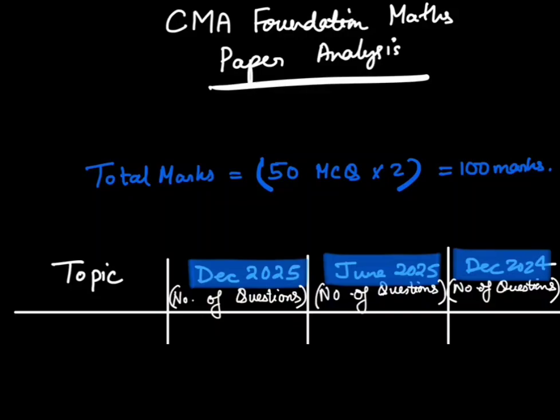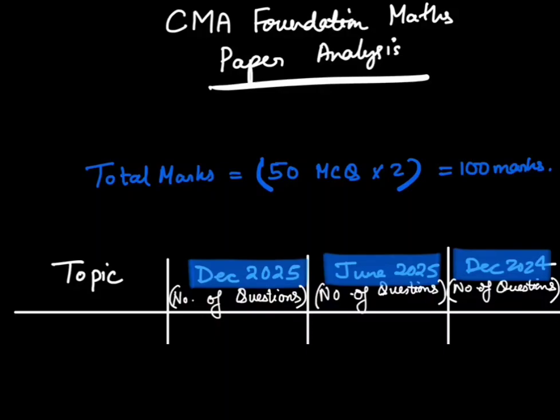So my approach is that you should work smart rather than only working hard. It's very important to work hard if you have to clear the CMA paper at all levels, but working smart is very important along with working hard. So in today's video, I'll be sharing a past year paper analysis of the last 3 terms, which I think is very, very important for any of the subjects of the CMA.